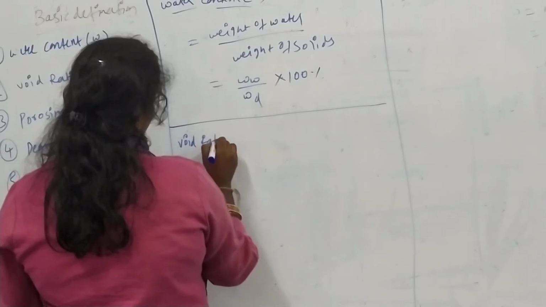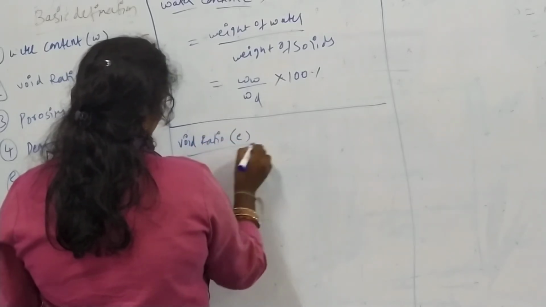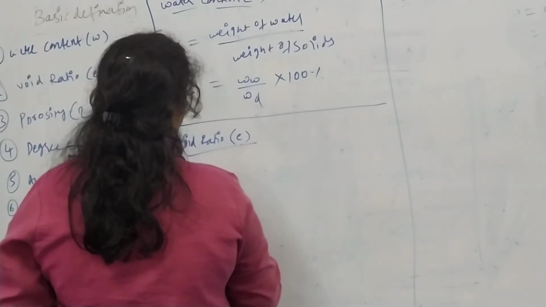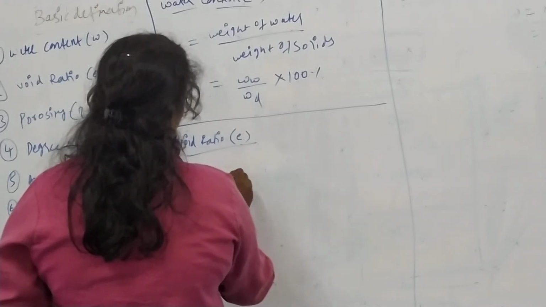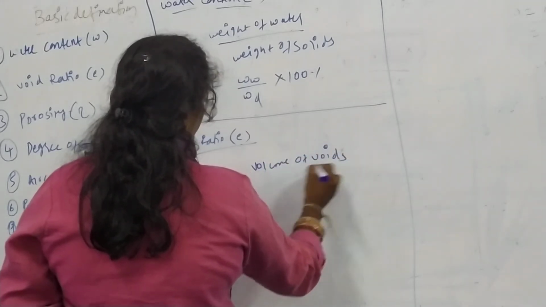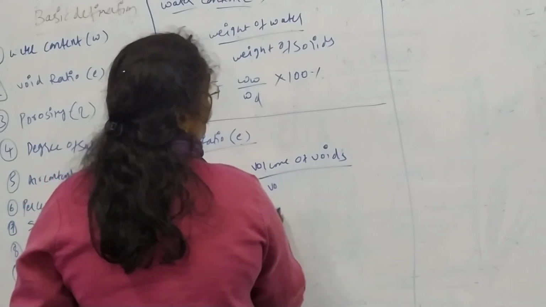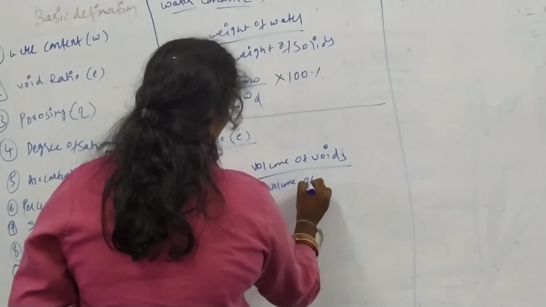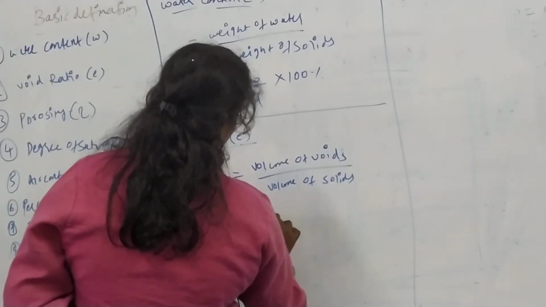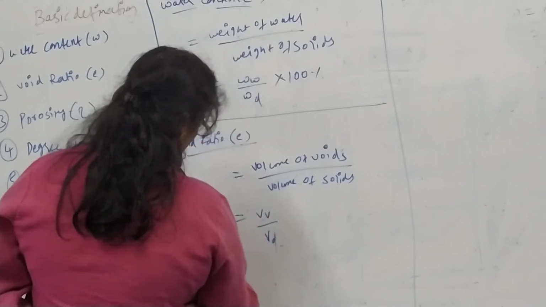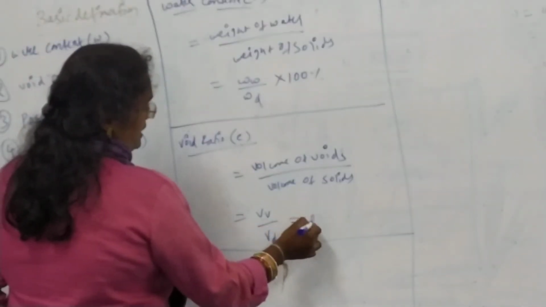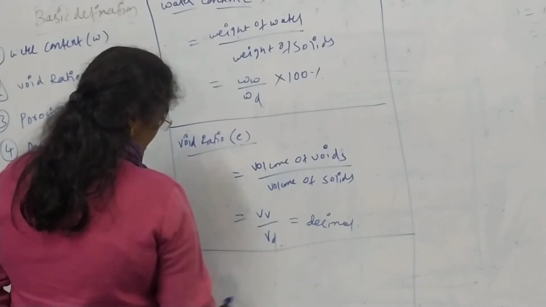Void ratio. Whenever you are taking the soil sample, you need to collect this one, void ratio. Void ratio is represented with e. So what is the void ratio here? Volume of voids by volume of solids, so Vv by VD. It is represented in decimal. Right, next.